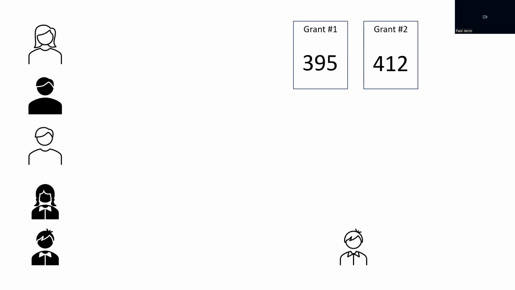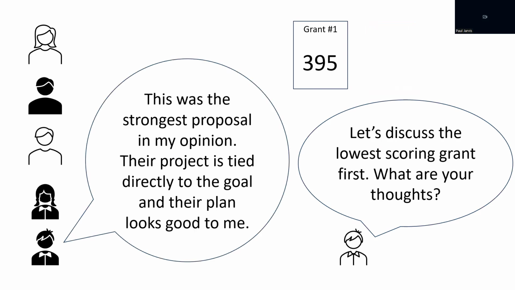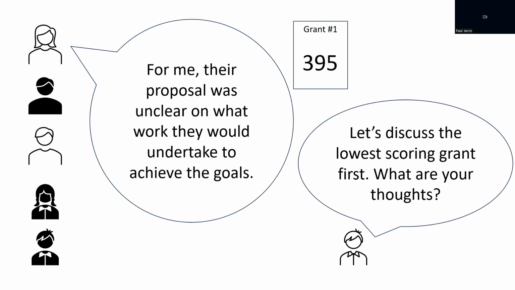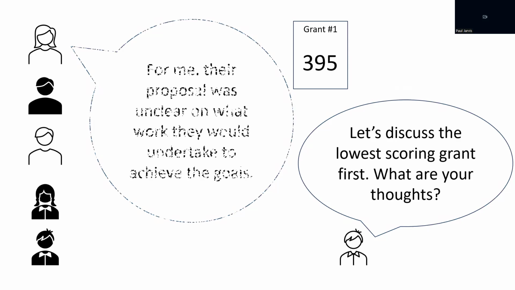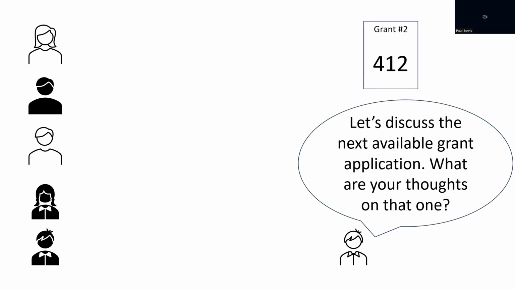Now that you know which projects the panel is going to talk about, the staff will start talking about the lowest scoring project that you still have under consideration. Once the discussion is done, the staff will ask the panel to talk about the next highest scoring project until all projects have been discussed.